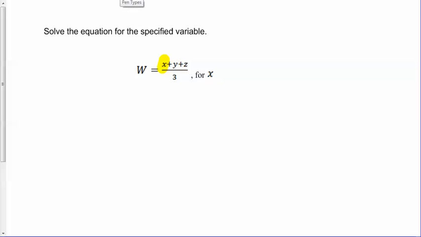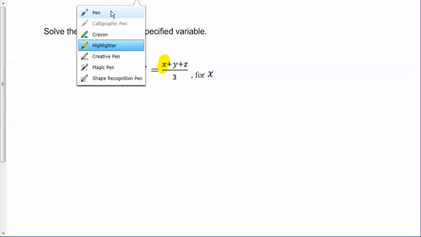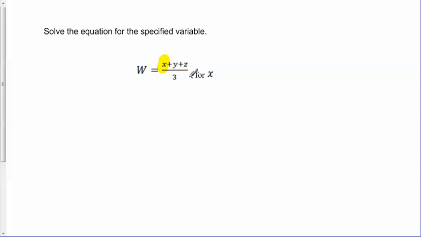So we're going to work to get x all by itself, which means the y and the z and the 3 somehow all need to get over to the other side of the equation so we can leave the x by itself. So let's see how we're going to start here. This is an equation that has a fraction going on in it, and we know that it's always a good idea to get rid of fractions. So when we're solving this equation, we want to clear the denominator. So we're going to multiply both sides by 3.